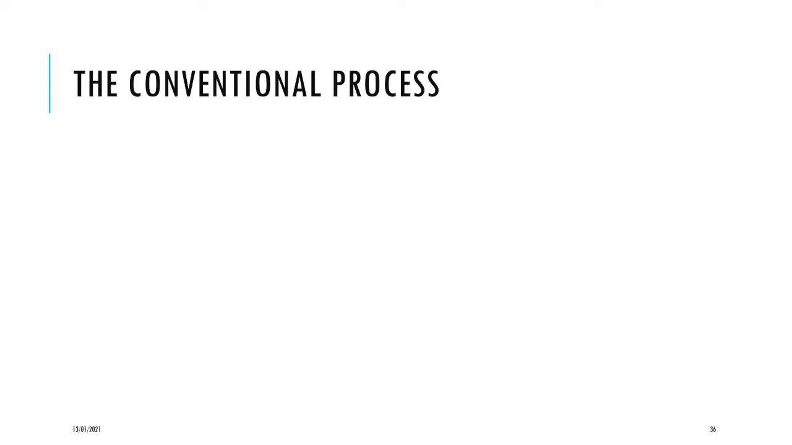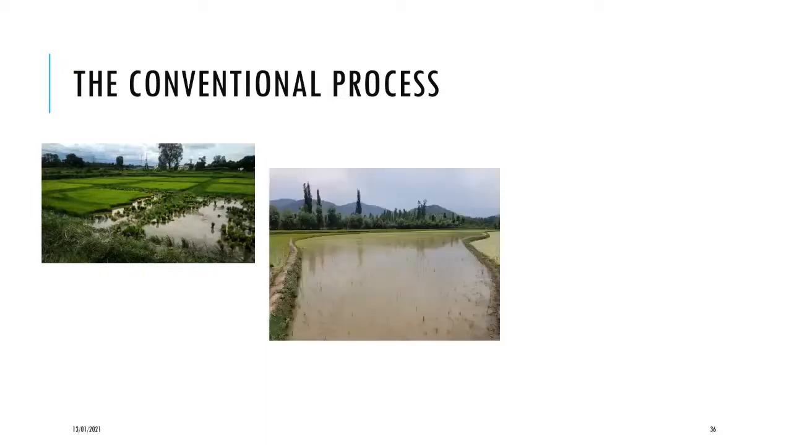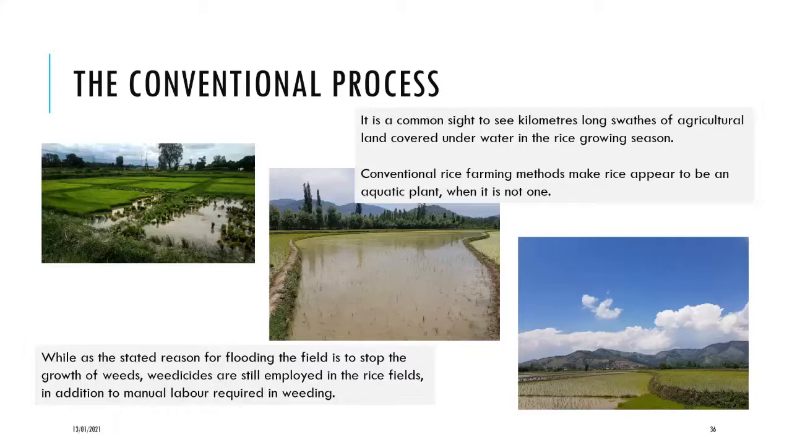Now I'll briefly talk about how the conventional process of rice cultivation looks, and then I'll introduce our intervention. So in the beginning, it looks like this. You have a rice nursery filled with water, and you remove the seedlings, and then you transplant them in water. And this is how it looks: large swaths of land covered with water and with rice seedlings transplanted into them. The conventional reasoning for flooding the fields, when we ask the farmers, is to stop the growth of weeds. But unfortunately, farmers still have to use pesticides or weedicides, herbicides, to control the growth of weeds. So the stated purpose of flooding the fields somehow doesn't hold ground.